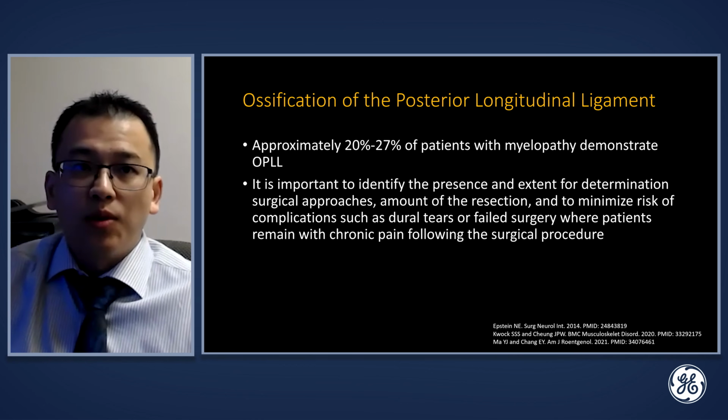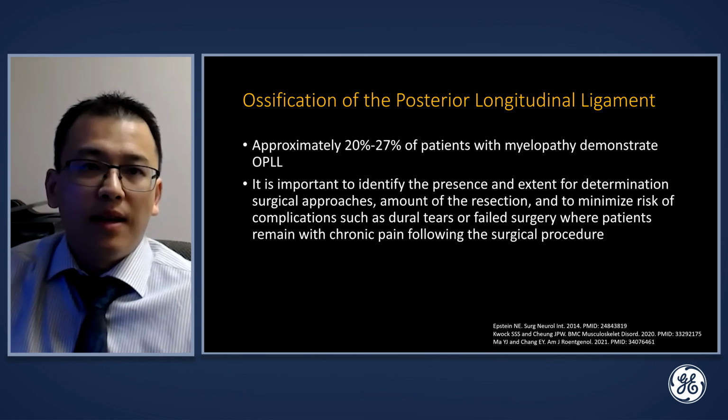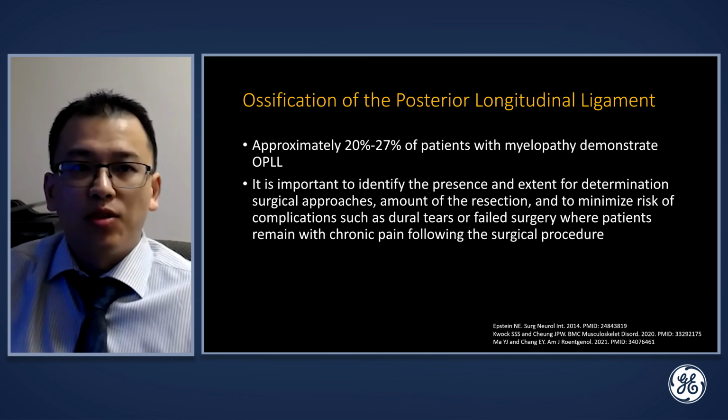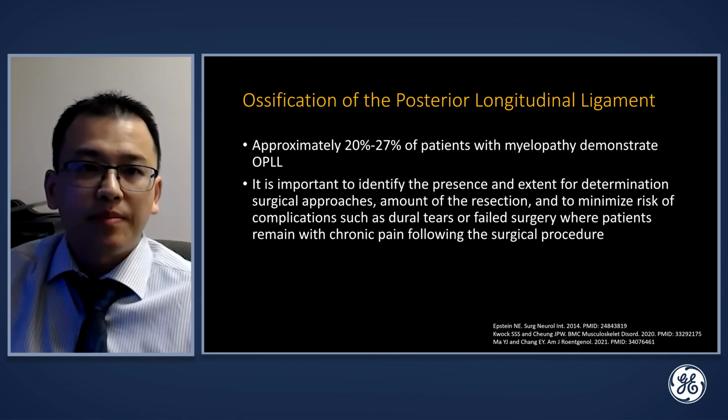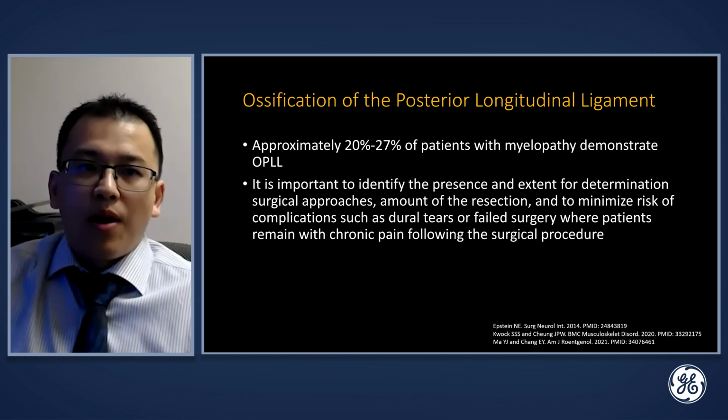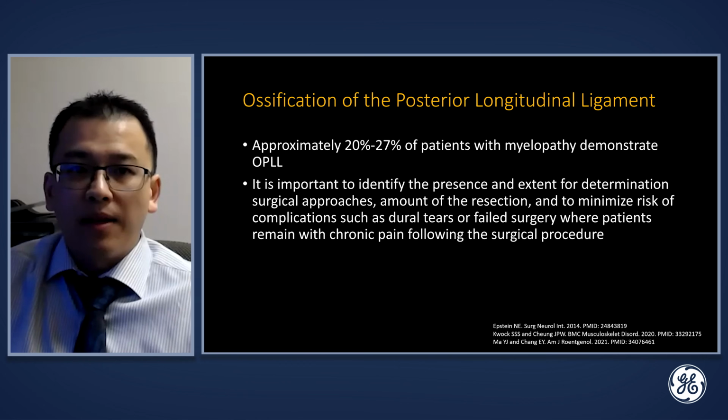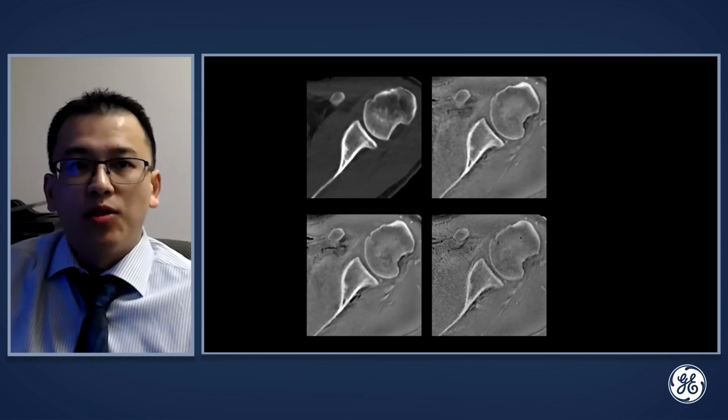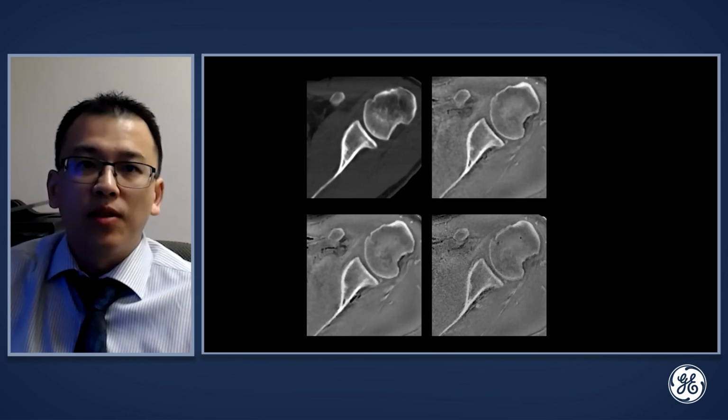Ossification of the posterior longitudinal ligament is not a rare phenomenon, and identification of these foci of bone is important to guide surgical decision-making and to minimize complications, such as dural tears or failed surgeries. It's well known that MRI can miss or underestimate intracanalicular bone, but we found that osteo can pick these up pretty accurately. The shoulder is another area where osteo can be particularly useful.